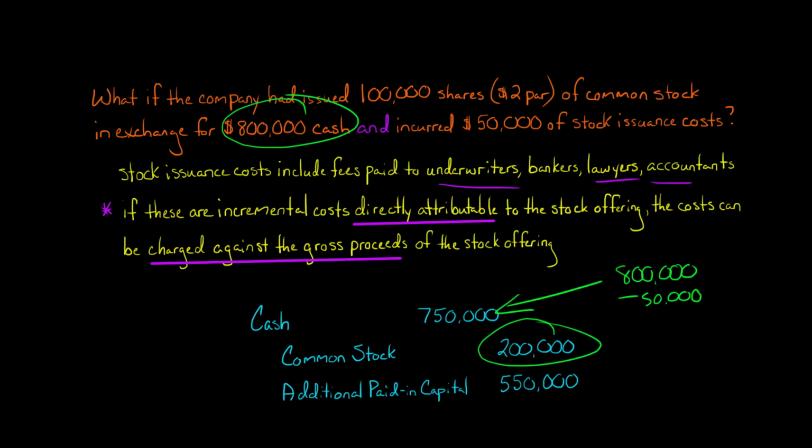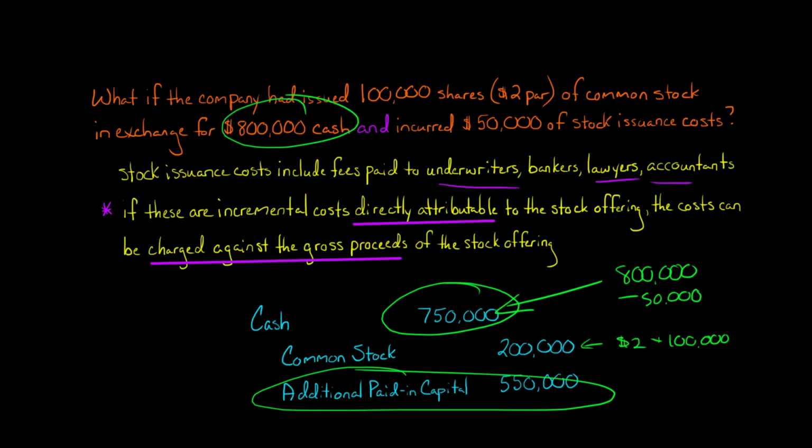We know the common stock is being credited for $200,000. That's just our $2 par value times 100,000 shares, right? That's where we got that 200,000 from. And then debits are 750,000, so the credits need to be 750,000. We already have a credit to common stock at 200,000. So we know that we are going to credit the additional paid-in capital account for $550,000, and we are done.